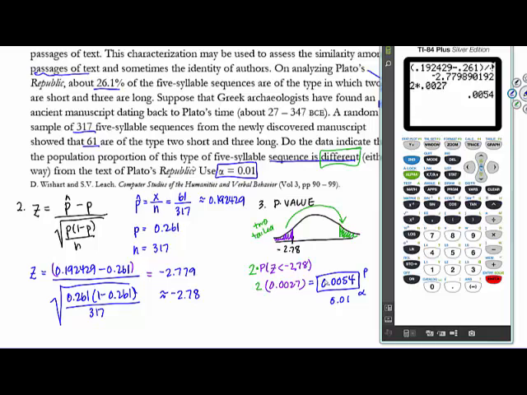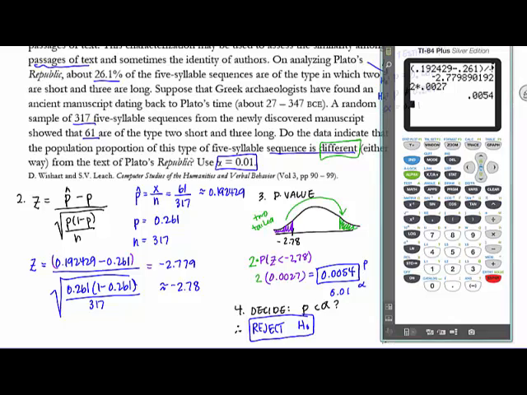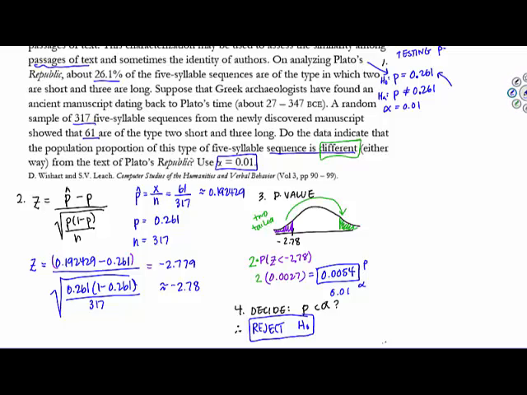Is p less than alpha? That is the question. And that will help us make the decision. Is p less than alpha? Yes, p is less than alpha, therefore we can reject the null hypothesis. That means that there is sufficient data from this sample to support the alternative hypothesis, to reject the null hypothesis, to claim that the null hypothesis probably isn't the case, and that the alternative hypothesis is most likely true.